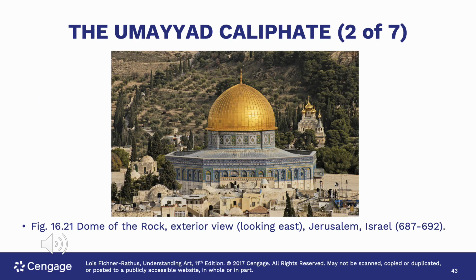Let's look at figure 16.21. This shrine in Jerusalem is one of the earliest major Islamic monuments. The building's golden dome makes it one of the most recognizable landmarks in the Middle East.